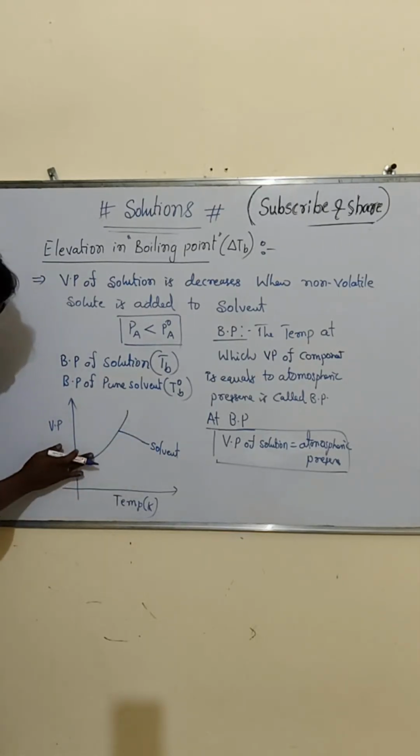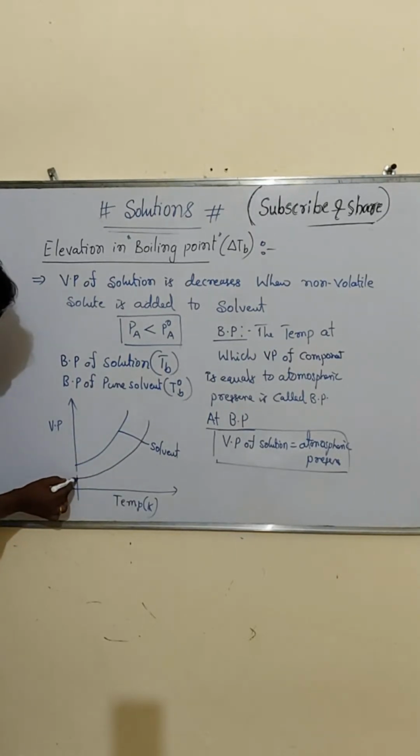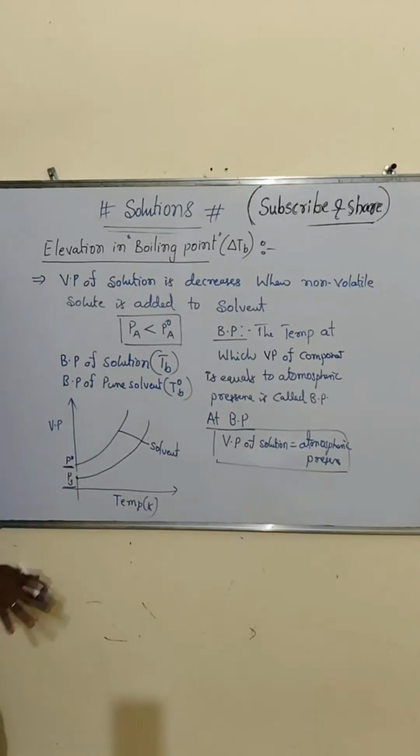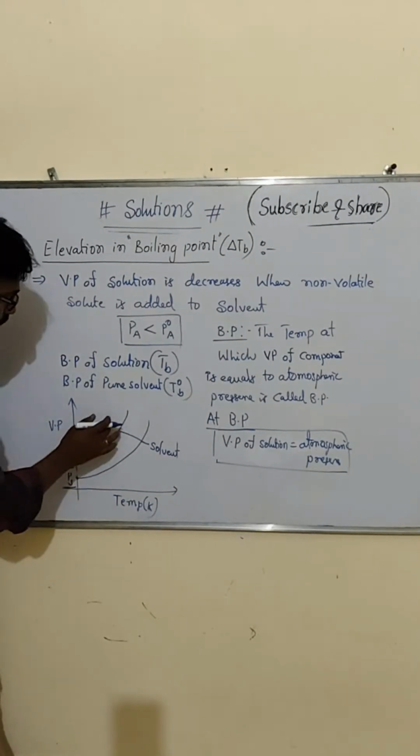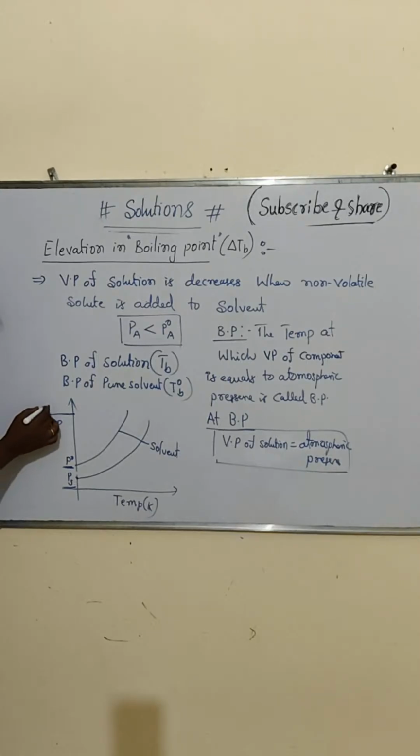Then here, below this curve, you can get the vapor pressure of the solution. This is the vapor pressure of pure solvent. The vapor pressure of the solution is always less than P naught. Now just assume at this point, 1 atmospheric pressure is there.